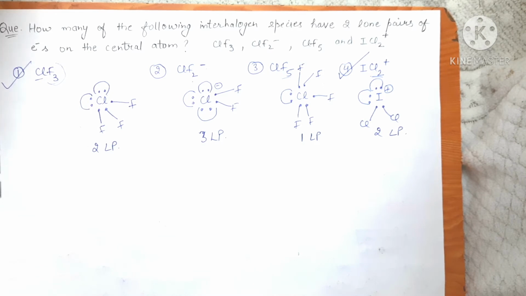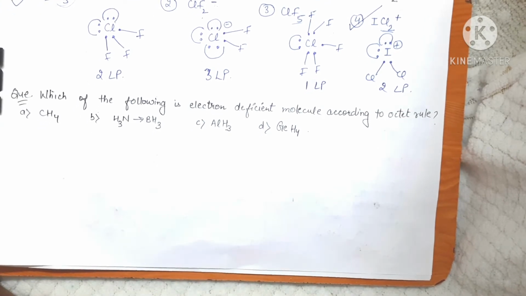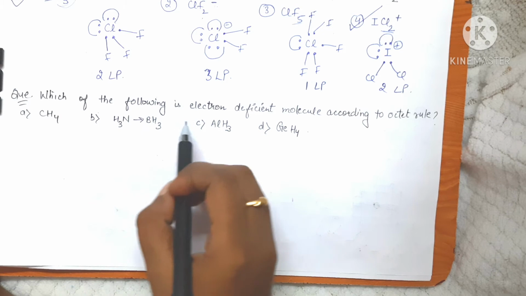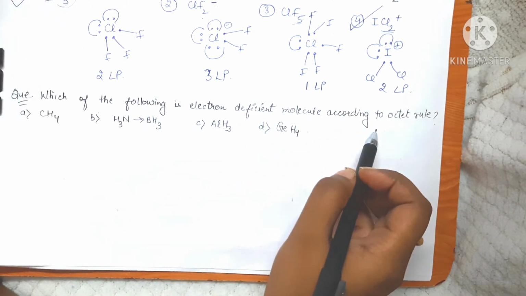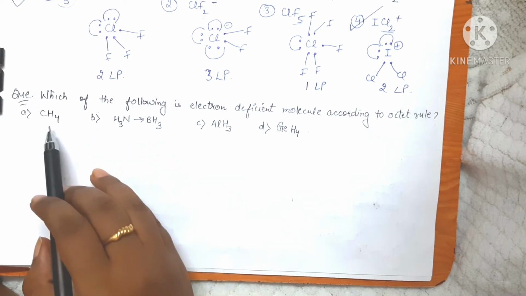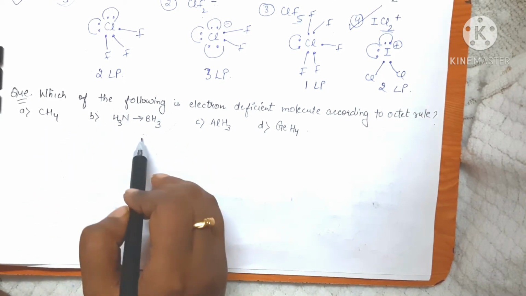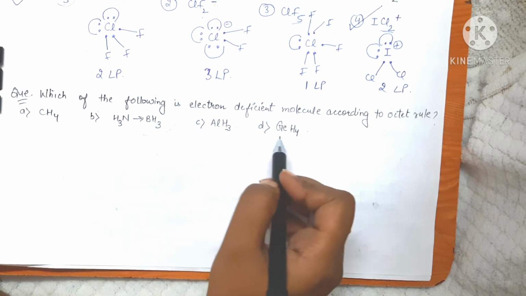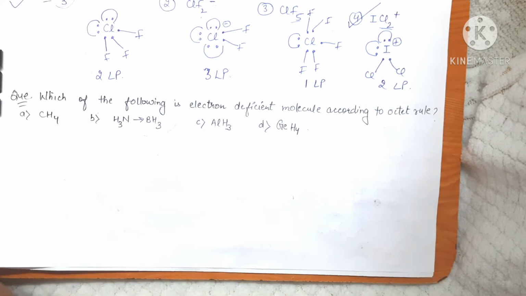Now we'll move on to the next question. The next question is: which of the following is an electron deficient molecule according to the octet rule? The first molecule is CH4, the second is an adduct NH3BH3, the third is AlH3 and the fourth is GeH4. One by one we'll look at each of these molecules.